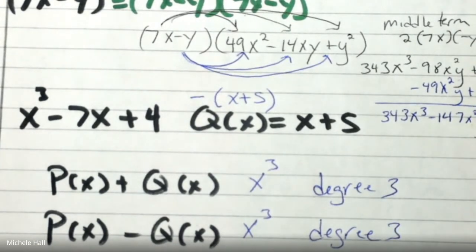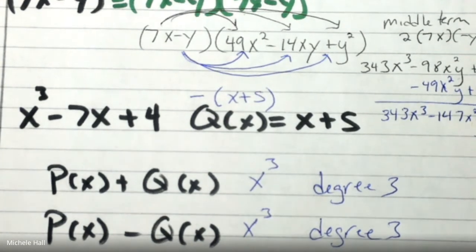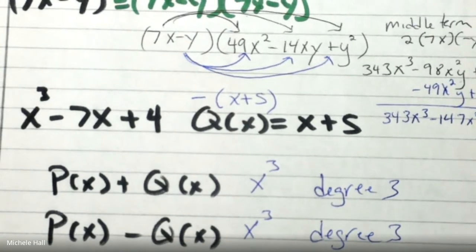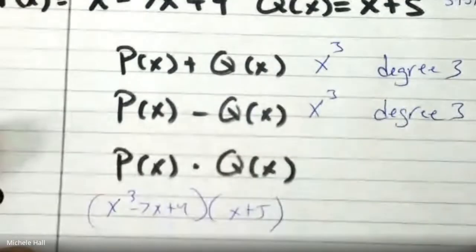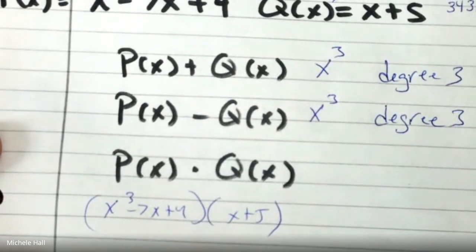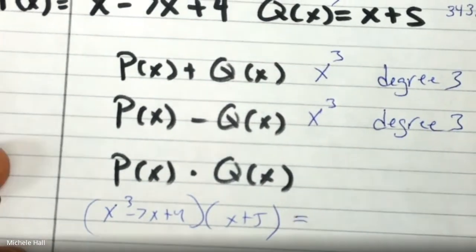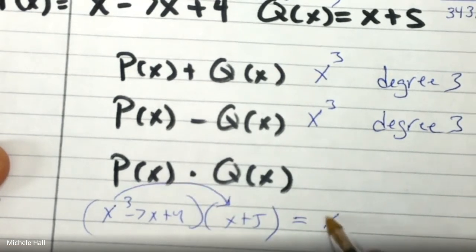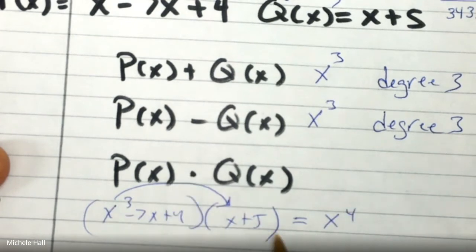Now it says p of x times q of x. So if I just have x cubed minus 7x plus 4, and I'm multiplying by x plus 5, what's my first term going to be? What do you got, Megan? I'm multiplying. Which is x to the 4th, and if I go further, I get x cubed. Am I going to get anything higher than that degree 4?